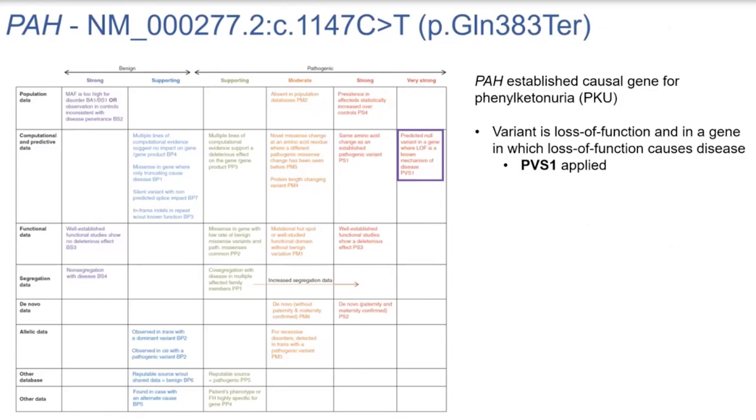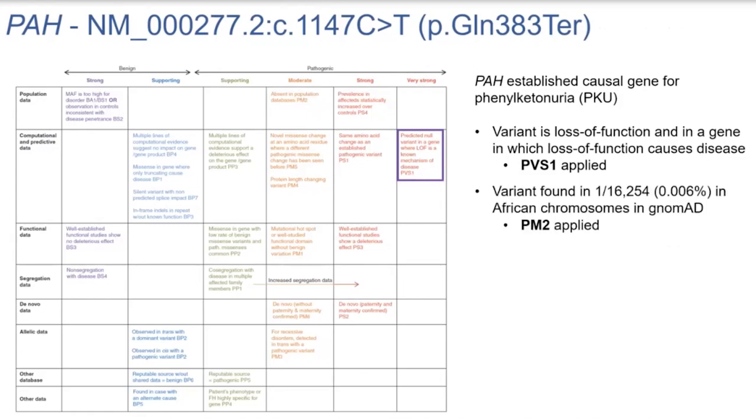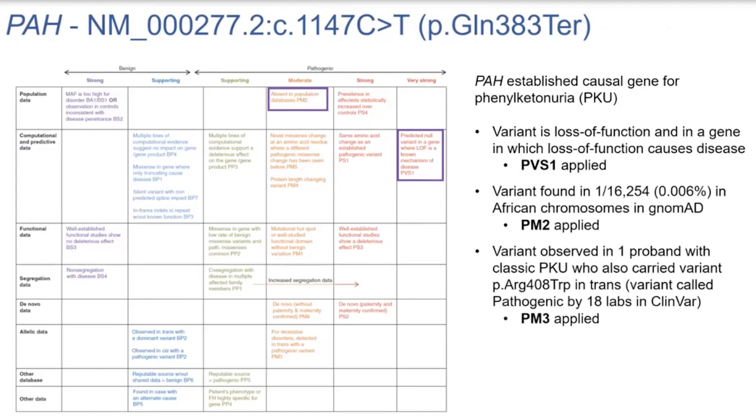Next, I can see that this variant was found in only one of about 16,000 alleles in gnomAD. This is rare enough that I feel comfortable saying that it is absent or almost absent in population databases, and so I will apply PM2, a pathogenic moderate code. And let's say that I found this variant in a case that had PKU, and this person carried a second pathogenic variant in trans. So I'm going to apply the PM3 rule, another pathogenic moderate code, for this observation.